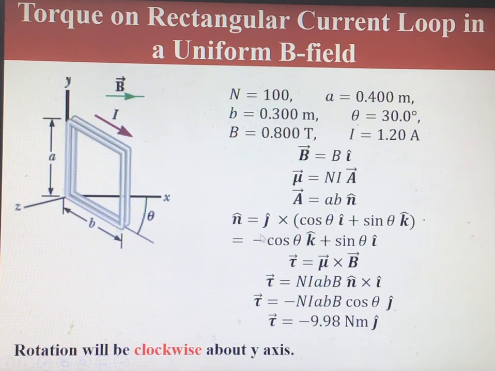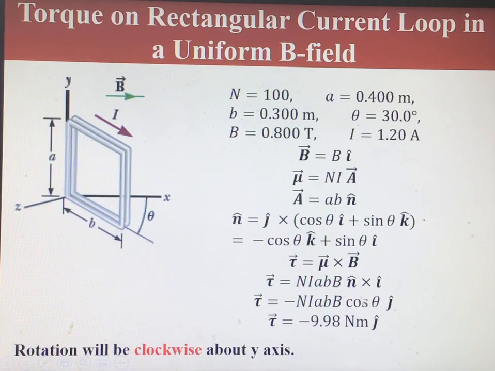So now that we know what my n hat is, I can calculate my area vector. And if I know my area vector, I can calculate my mu vector. Again, the torque is equal to mu cross B. If I substitute everything here, I end up getting this value. I just get NIAB, the strength of the magnetic field, times the cross product of n hat and i hat. If you do the math, you end up with this equation right here.